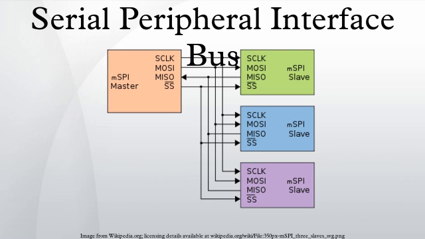Mode numbers. The combinations of polarity and phases are often referred to as modes, which are commonly numbered according to the following convention, with CPOL as the high-order bit and CPHA as the low-order bit. For Microchip PIC/Atmel AVR/ARM-based microcontrollers, for other microcontrollers, another commonly used notation represents the mode as a tuple. For example, the value 0,1 would indicate CPOL equals 0 and CPHA equals 1. Refer to the section Serial Peripheral Interface in your microcontroller data sheet for more information.